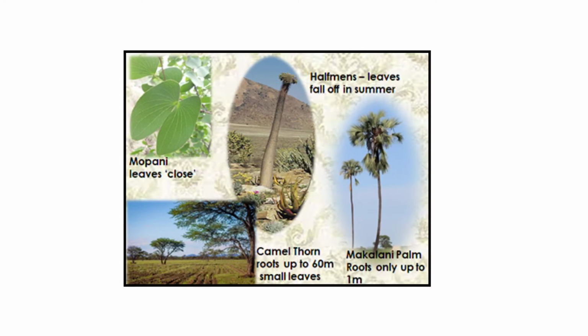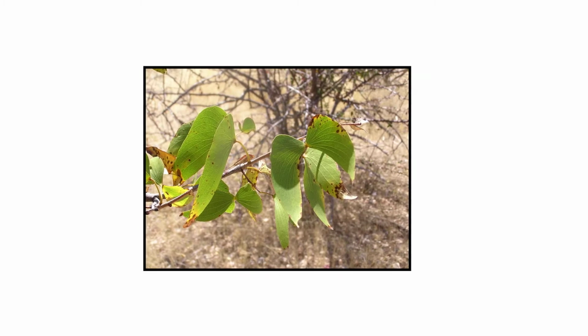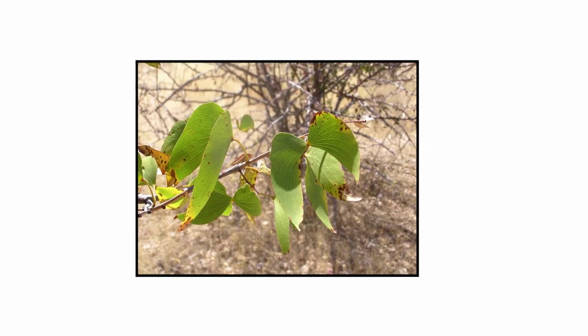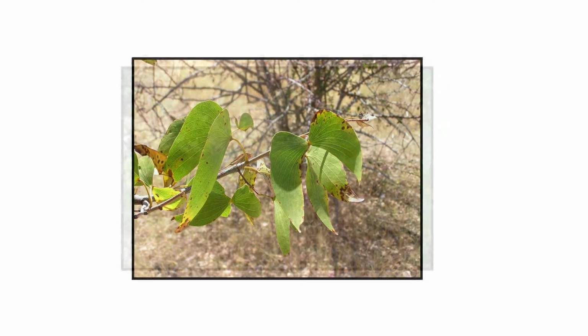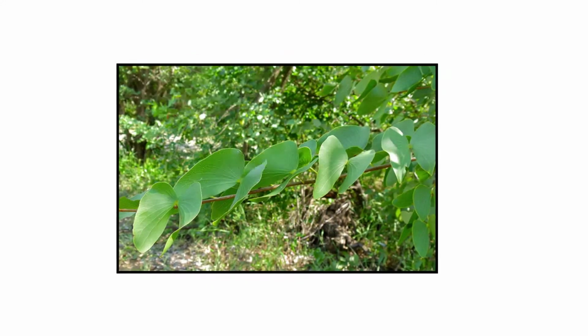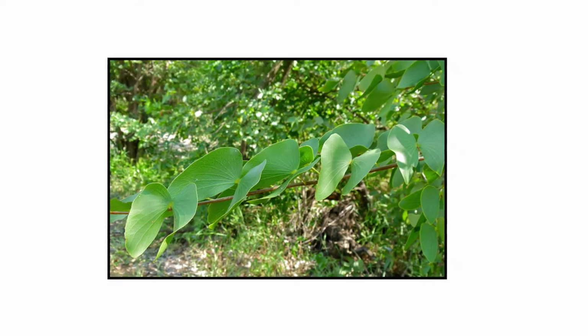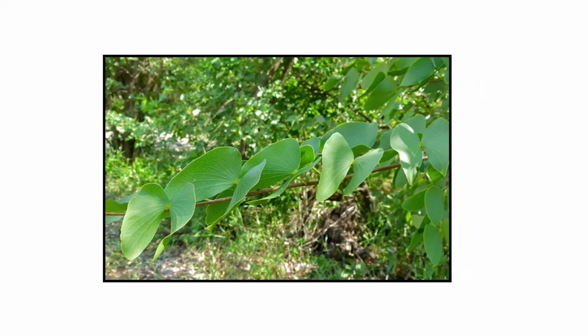The roots of the camel thorn can reach water as deep as 60 meters down in the soil. The camel thorn also has small leaves to reduce water loss through transpiration. During hot weather, the leaflets of the mopane tree fold against each other and turn their narrow edges towards the sun to reduce the area from which water can evaporate.